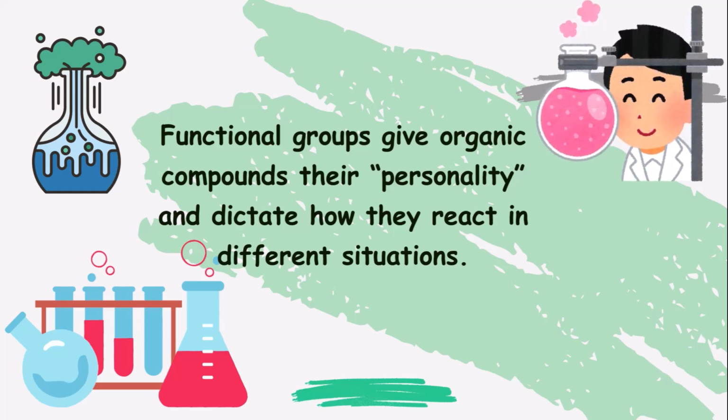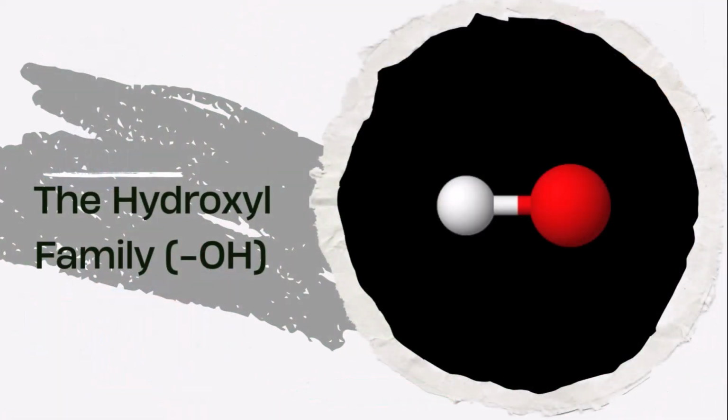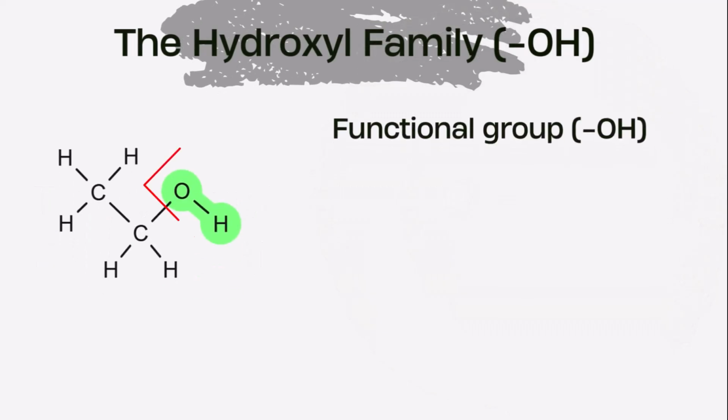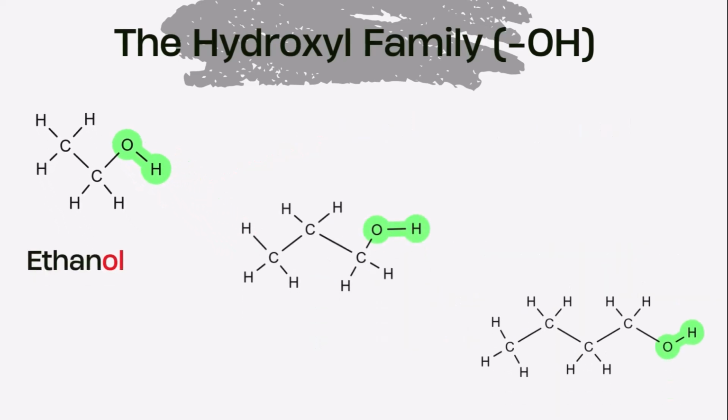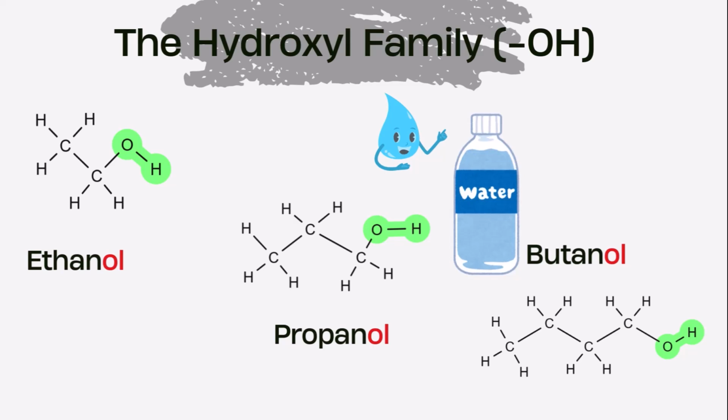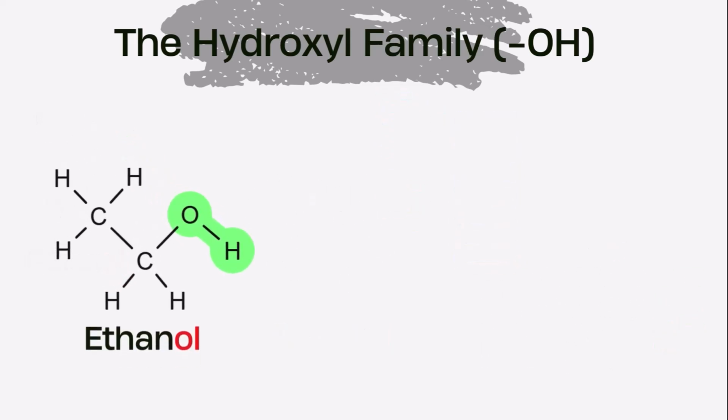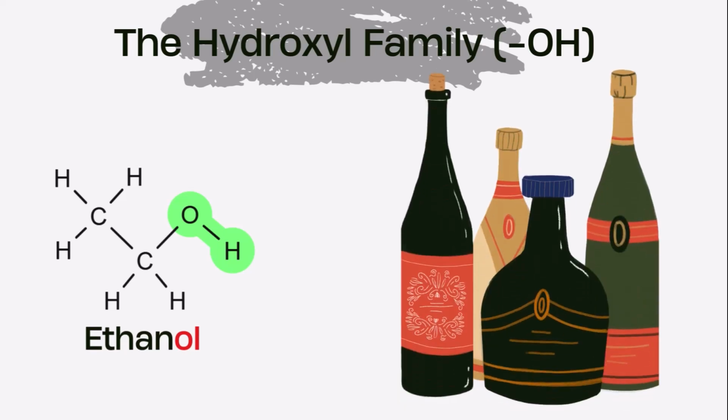So now let's talk about some common functional groups. First up, we have the hydroxyl family, and their bonding nature is an OH group attached to a carbon atom. This family's surname is -ol, so when you see an -ol at the end of a compound's name, you know it's a member of the hydroxyl family. Examples: you have ethanol, propanol, and butanol. Every molecule in the hydroxyl family likes to bond with water due to its polar nature. A famous member of this hydroxyl family is ethanol, which you might recognize as the active ingredient in alcoholic beverages.